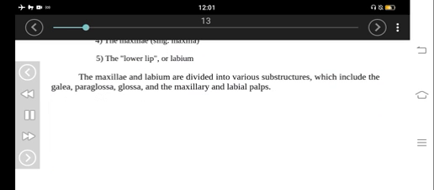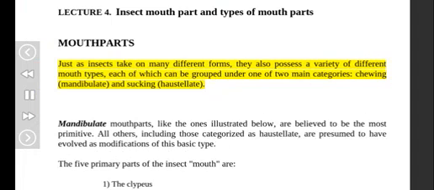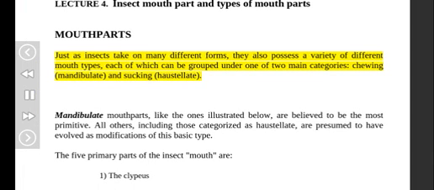Lecture 4. Insect mouthparts and types of mouthparts. Just as insects take on many different forms, they also possess a variety of different mouth types, each of which can be grouped under one of two main categories: chewing, mandibulate, and sucking, haustellate. Mandibulate mouthparts are believed to be the most primitive. All others, including those categorized as haustellate, are presumed to have evolved as modifications of this basic type.